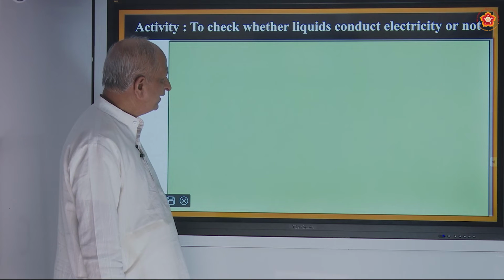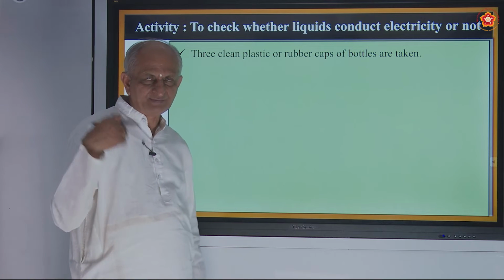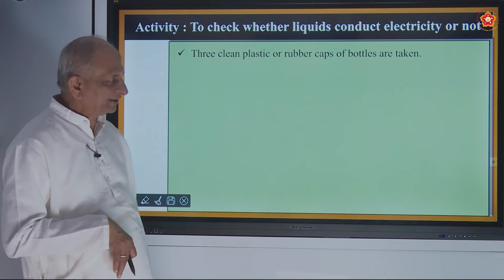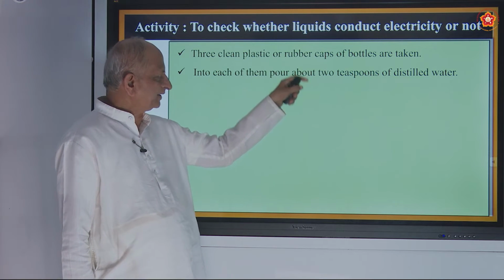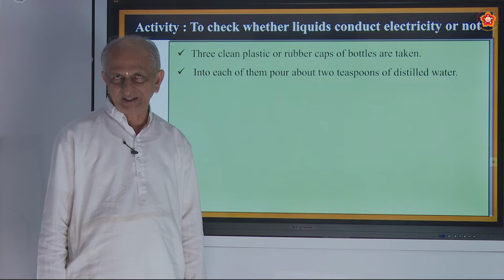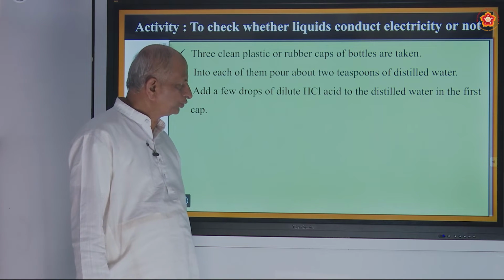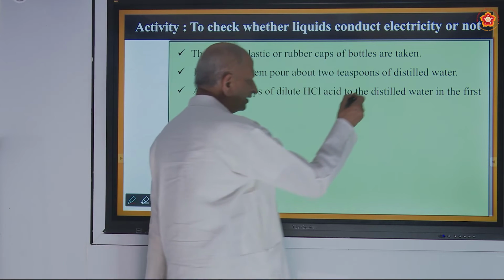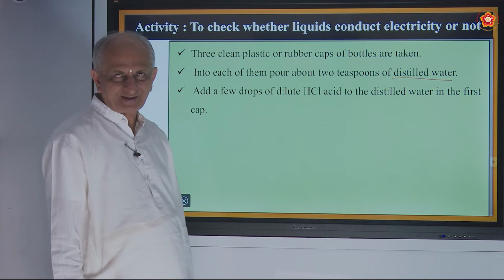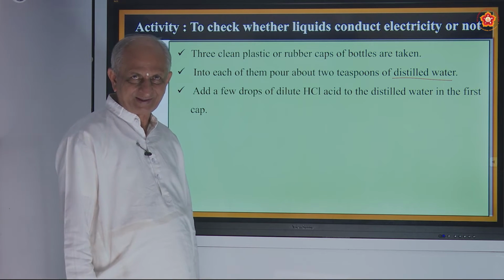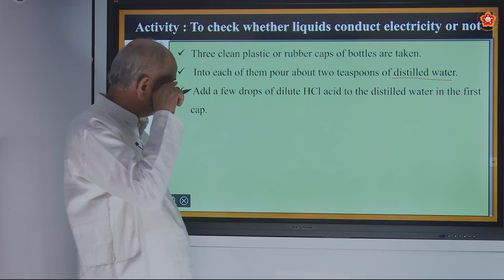To check whether liquids conduct electricity or not, we do the same experiment as earlier with a slight change. Take 3 clean plastic or rubber caps of bottles, just like the previous experiment. Into each of them pour about 2 teaspoons of distilled water. Distilled water, is it a good conductor or bad conductor? Bad conductor, correct? Tap water is a good conductor. Mineral water is a good conductor.